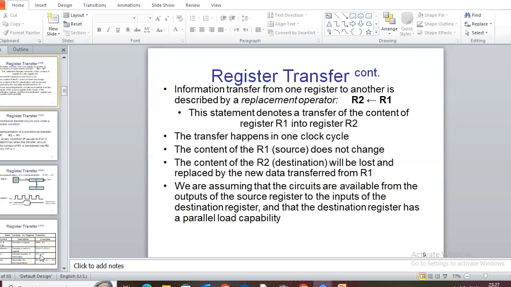So coming to the representation of register transfer. When we observe R1 arrow R2, what it means is a transfer of information from the R1 register into the R2 register. The transfer happens in one clock cycle, and the content of the R1 register is transferred into the other register, but the content of R1 does not change. If R2 has any information, the previous information will be lost and the content of R1 will be transferred into the R2 register. So here R1 is taken as the source and R2 is taken as the destination.